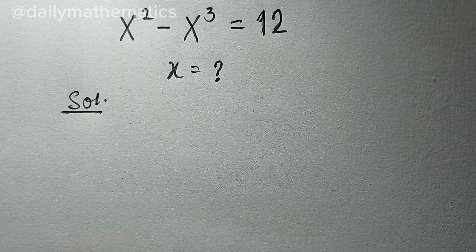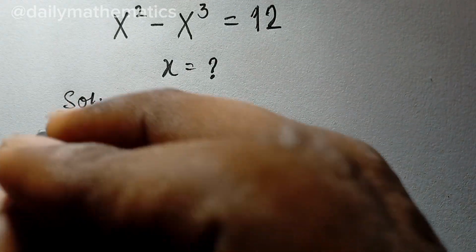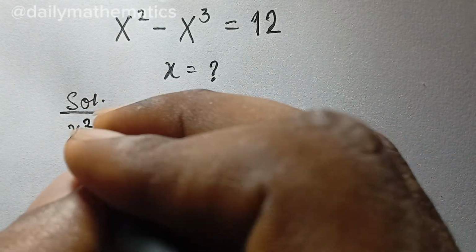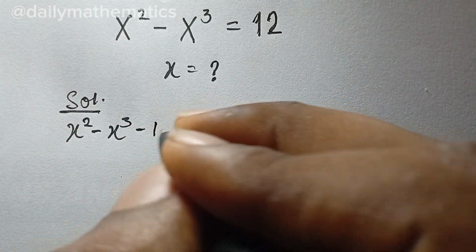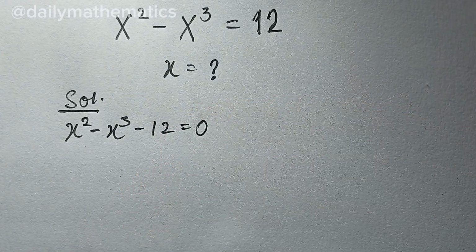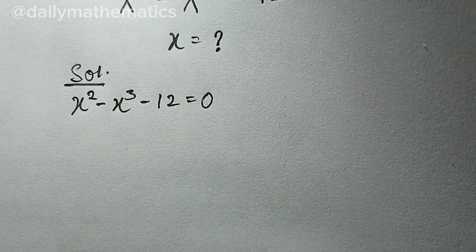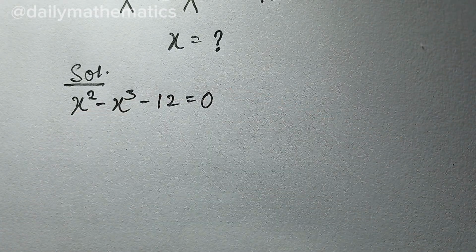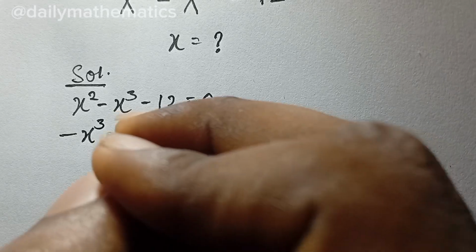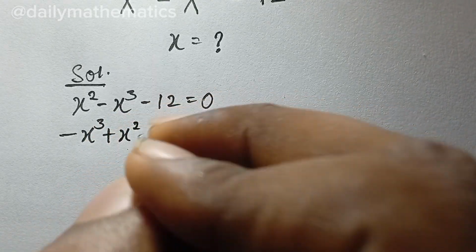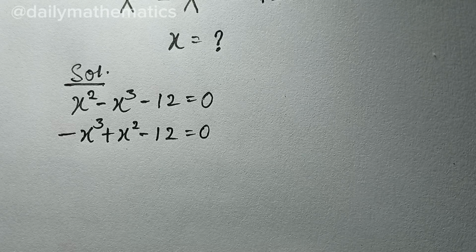So the first thing we're going to do is to bring 12 to the left-hand side of the equation. We have x squared minus x cubed, then we bring 12. When we bring 12, it will become minus 12, and then we have equals to 0. And then what will be the next thing we're going to do? From here, we can now rearrange the equation, making it minus x cubed plus x squared minus 12 equals 0. We've rearranged the equation.